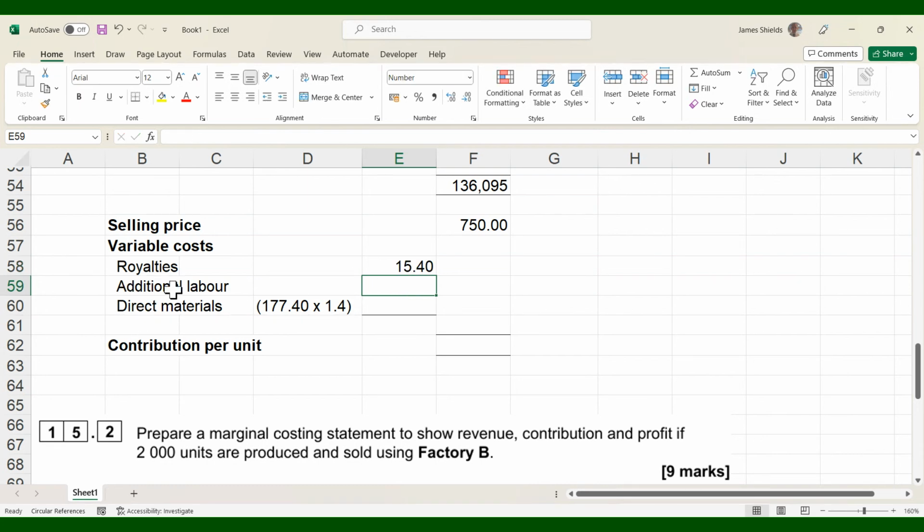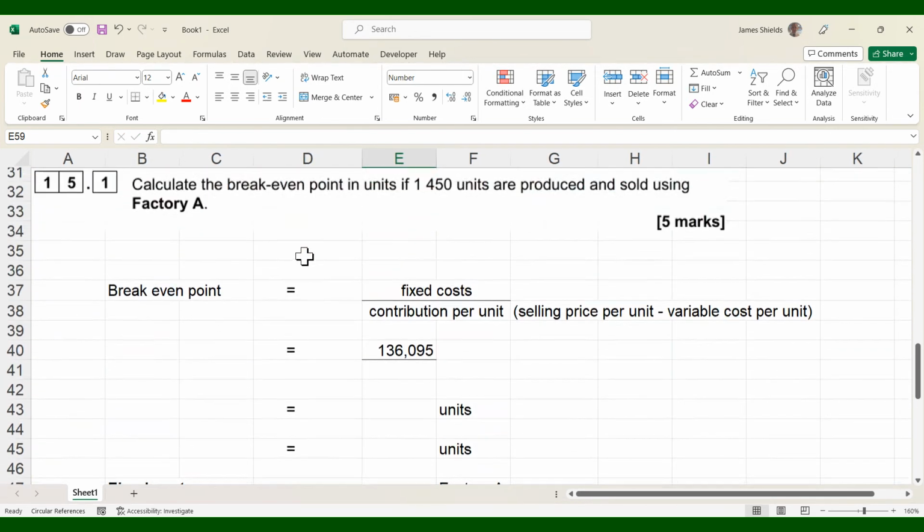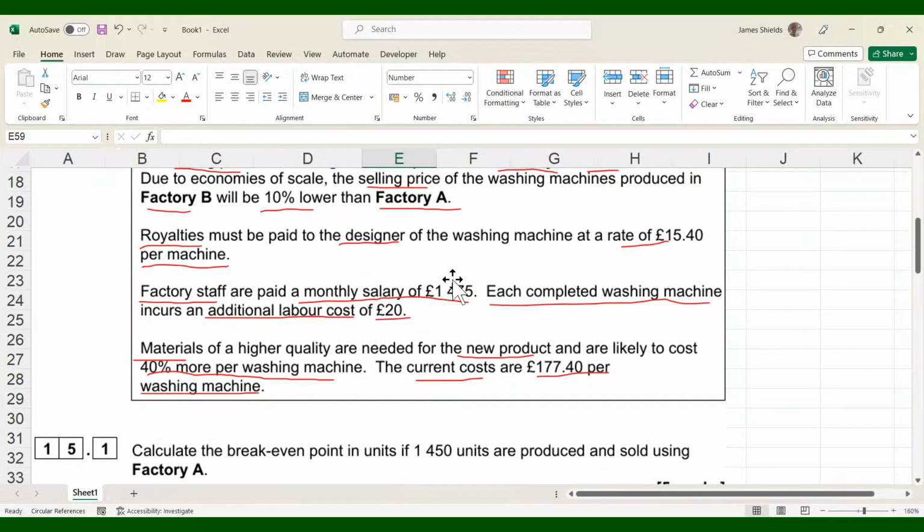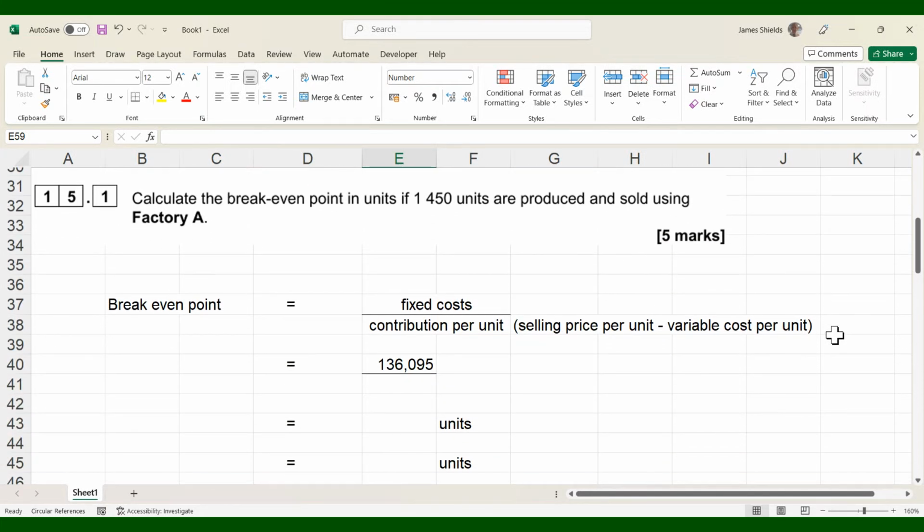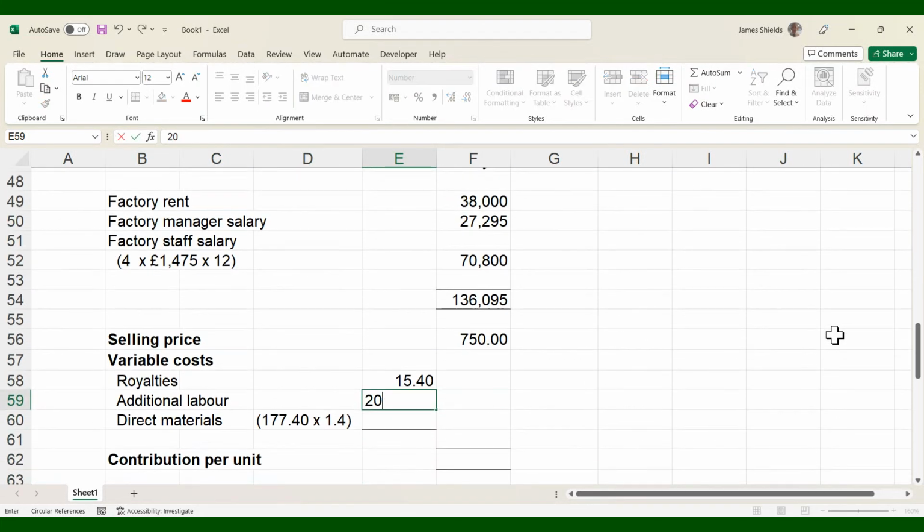The additional labour I've got now, so I go back to the information in the question. We were told each completed washing machine incurs an additional labour cost of £20. So again, that's another variable cost. So that's going to be £20.